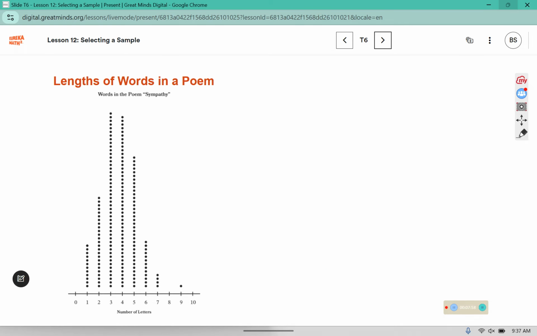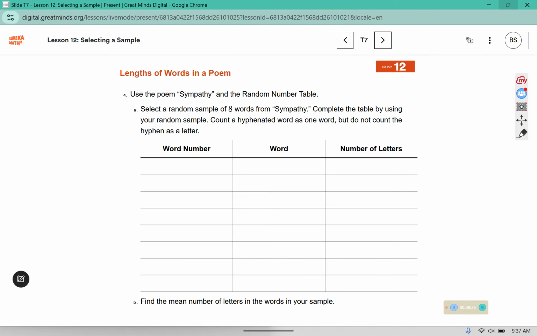This dot plot shows how many letters are in all of the words of the poem. What do you think is a typical value for the words in the poem? I'm going to assume that it's somewhere in the middle of 3 and 4. You can see that the majority of the data is collected around this area, so a typical amount of letters is somewhere between 3 and 4 letters in each word.